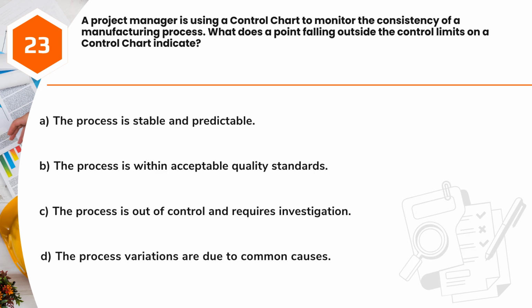Question 23. A project manager is using a control chart to monitor the consistency of a manufacturing process. What does a point falling outside the control limits on a control chart indicate? A. The process is stable and predictable. B. The process is within acceptable quality standards. C. The process is out of control and requires investigation. D. The process variations are due to common causes.